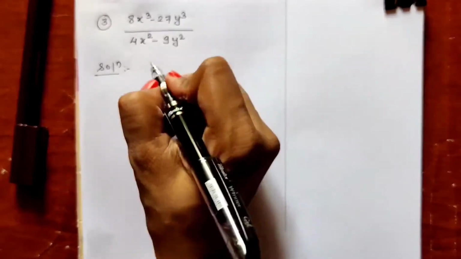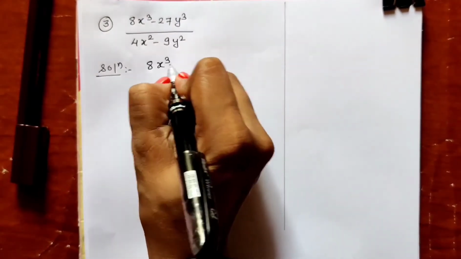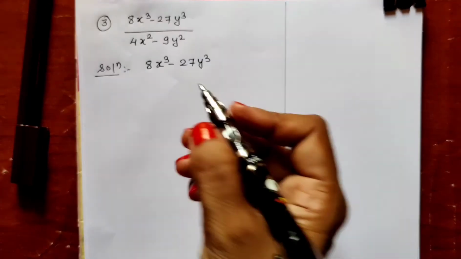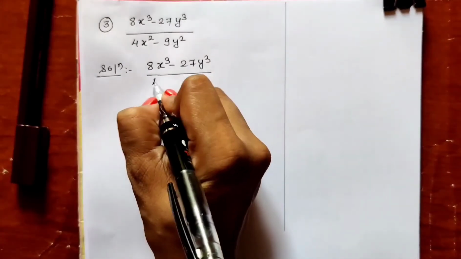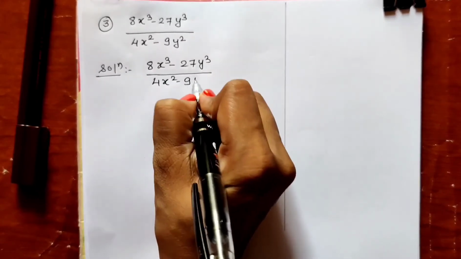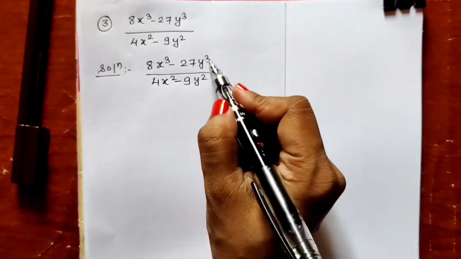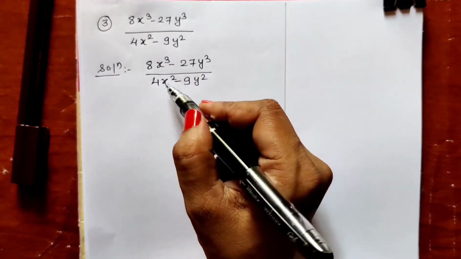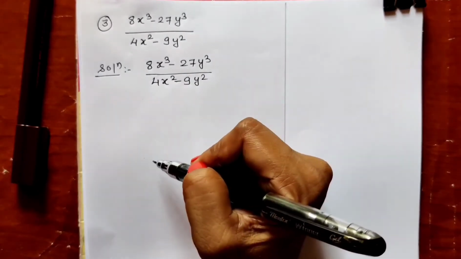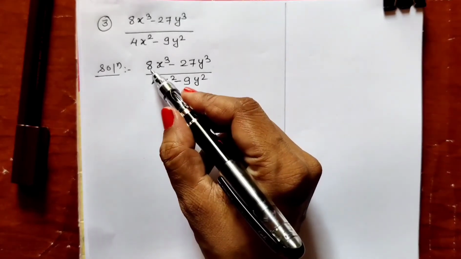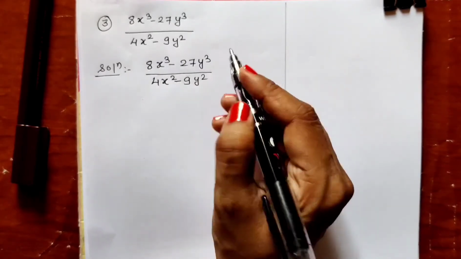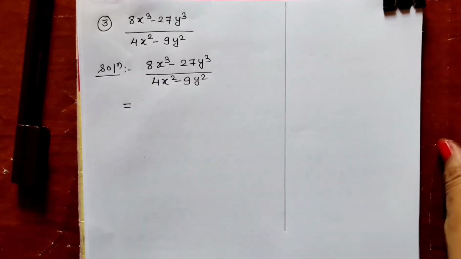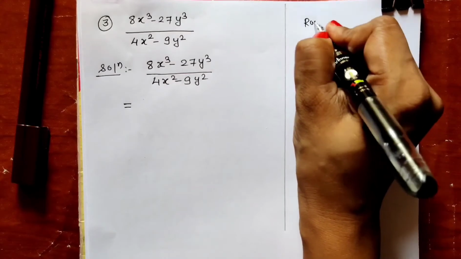Now see this next sum. 8x cube minus 27y cube upon 4x square minus 9y square. By observing the expressions only, you will get to know here we have to apply the a cube minus b cube formula, and here we have to apply the a square minus b square formula. But the term should be in the proper cube. So you all know how to write in the proper cube, because 8x cube is there. In rough work I will be showing.